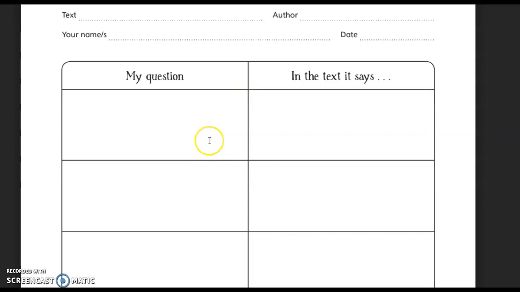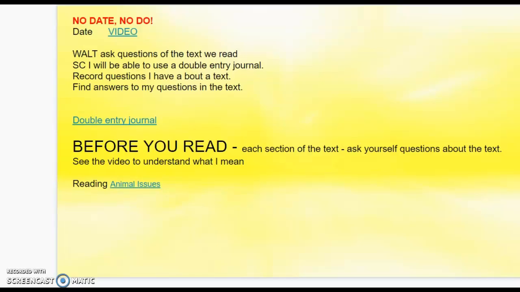You are going to run out of room, so glue this into your book, and then on the very next page, make a double entry journal, a couple of columns, put your headings on the top, my questions, and in the text it says, and complete the assignment.